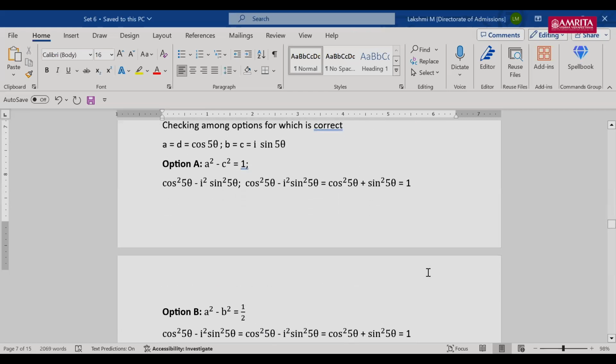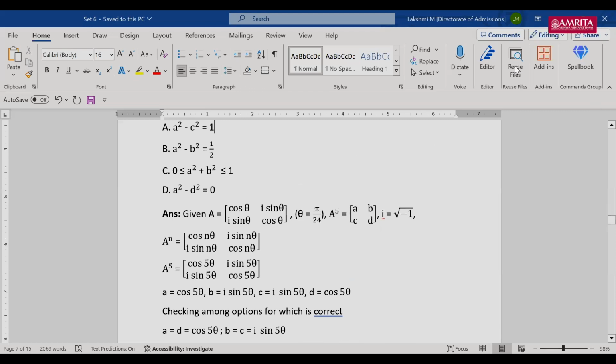You could just go through the question again. You can check for each option and then you can get the answer. So, have a look at the first part. I hope everybody knows A raised to n is equal to [[cos n theta, i sin n theta], [i sin n theta, cos n theta]]. Similarly, for A raised to 5 we got this value. You have a and d as similar ones and b and c as similar ones. Now the options are directly asking whether a square minus b square equals this, whether c square minus d square equals this. It's just a direct one.